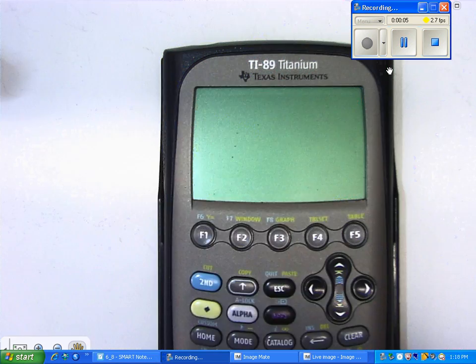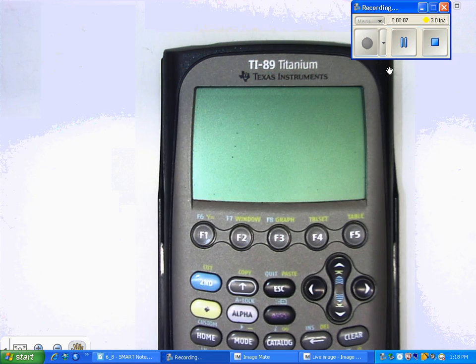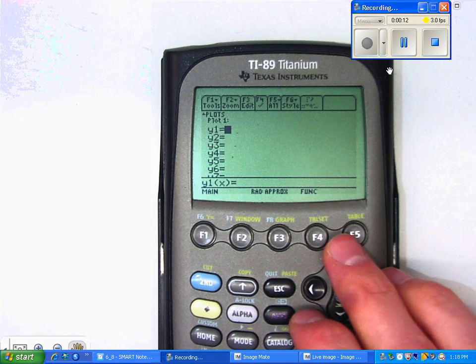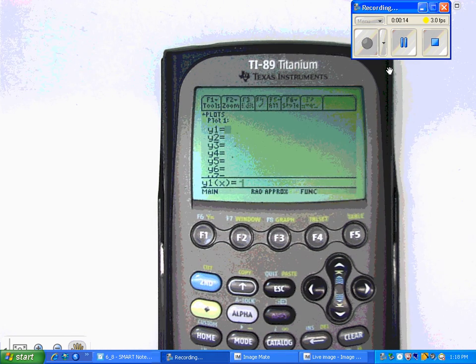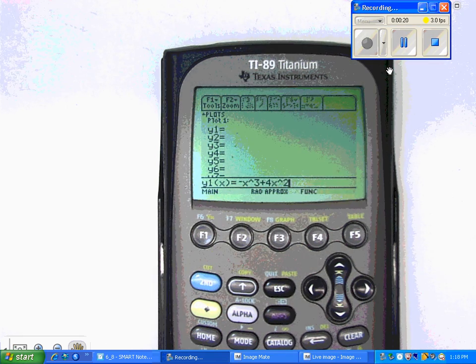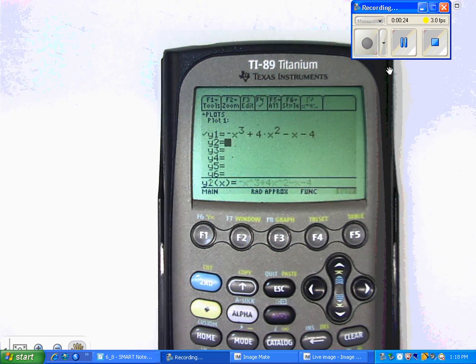But anyways, we're looking at graphing functions again. We're going to look more at using the technology to do so. So if you have a calculator at home, punch in negative x cubed plus 4x squared minus x and minus 4 at the end, okay?